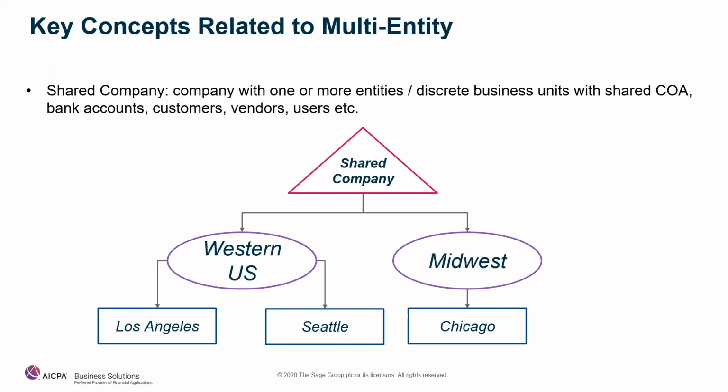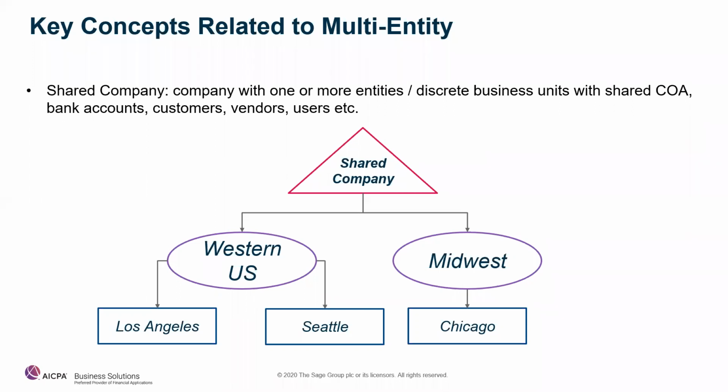So if you look at the bottom of the screen, you see Los Angeles, Seattle, and Chicago. Those are what we call locations. And locations are also unlimited. So you've already learned that you can have as many entities or companies as you choose. You can also have as many locations as you choose to define.